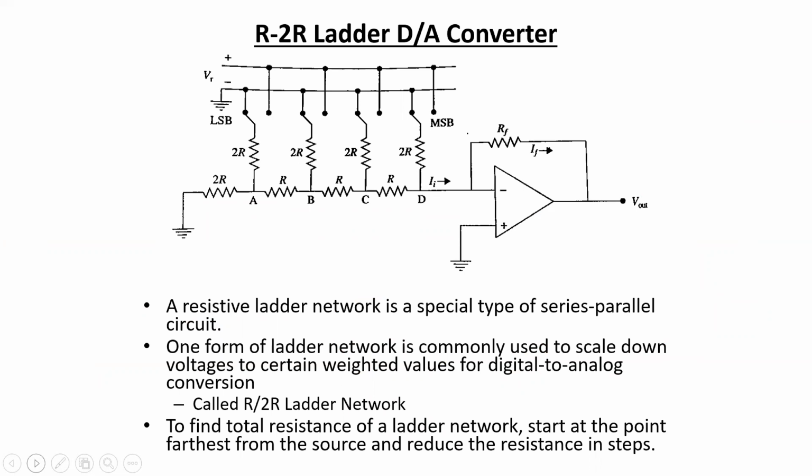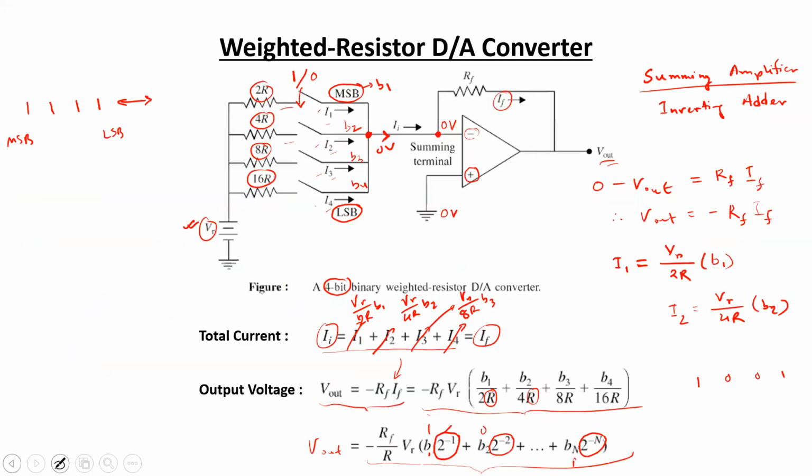Sir, I had some questions about the weighted DAC. Yeah, okay. Sir, the first question is, from the amplifier we will get the inverted analog signal, right? As it is minus RF by R and something. So shouldn't we give the reference voltage as negative potential so that we can get the actual analog signal?